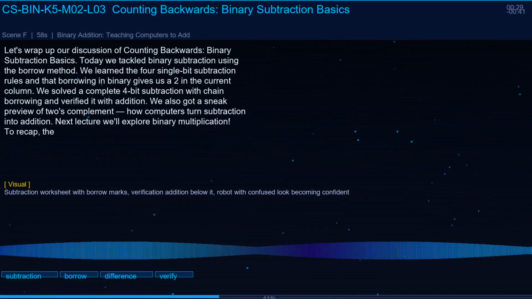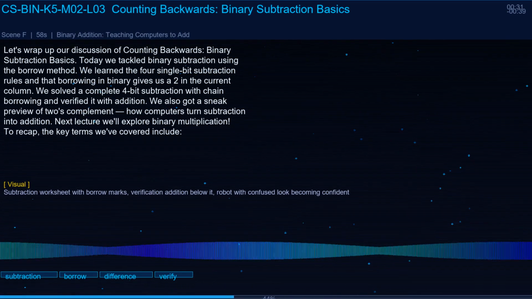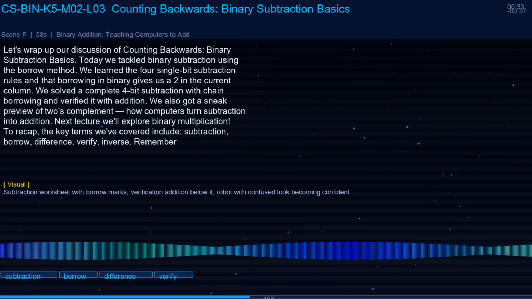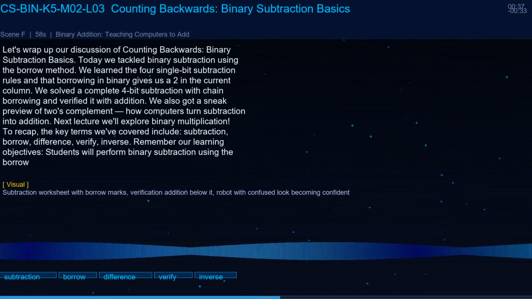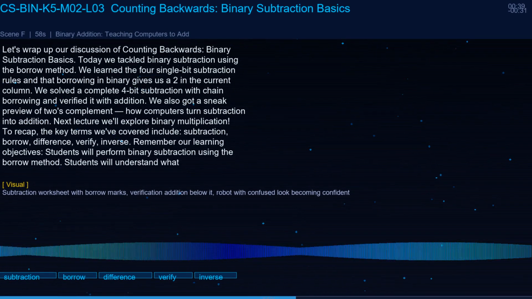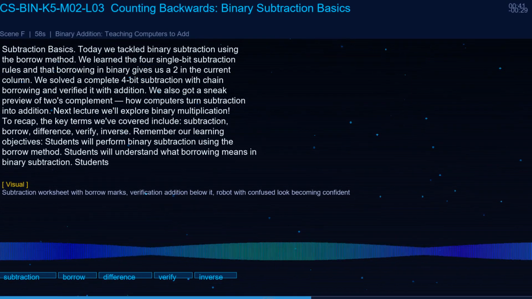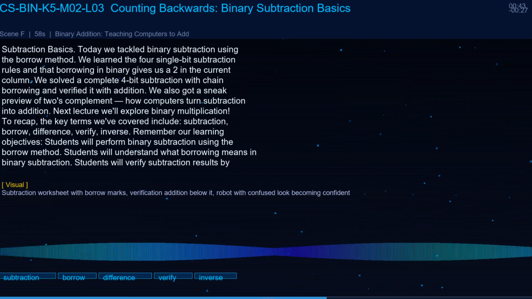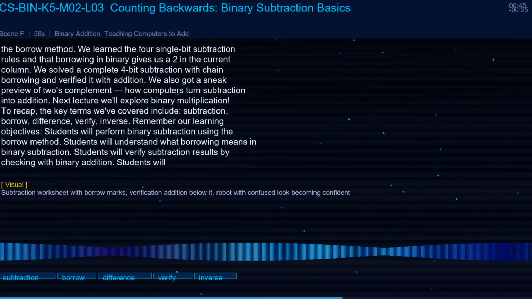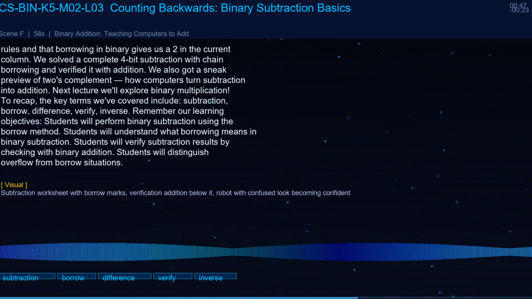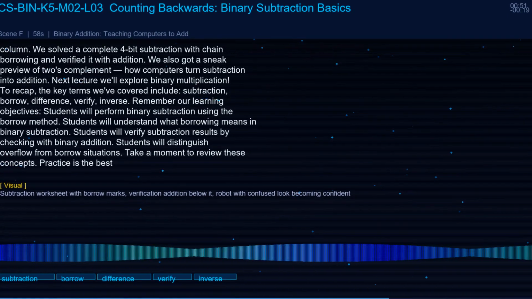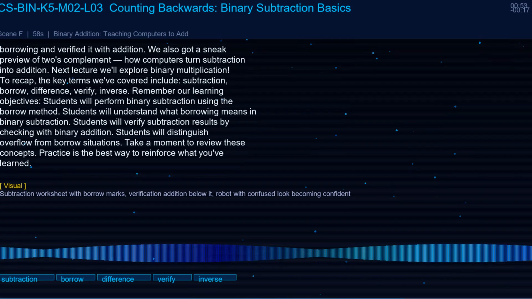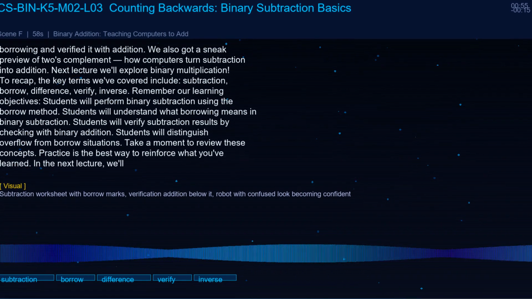Next lecture we'll explore binary multiplication. To recap, the key terms we've covered include subtraction, borrow, difference, verify, inverse. Remember our learning objectives. Students will perform binary subtraction using the borrow method. Students will understand what borrowing means in binary subtraction. Students will verify subtraction results by checking with binary addition.